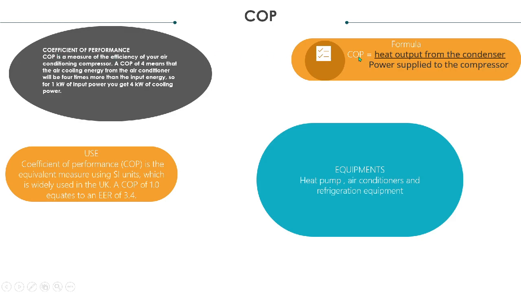We have one formula in order to calculate the COP of any equipment, as in it could be the cooling equipment or else any other refrigeration equipment. Heat output from the condenser in kilowatt divided by power supply to the compressor. So this is a formula in order to calculate the COP value of any equipment. What is the use of this COP? Well, coefficient of performance is the equivalent measure using SI units, which is widely used in the UK. A COP of 1.0 equates to an EER, which is energy efficiency ratio, of 3.4.